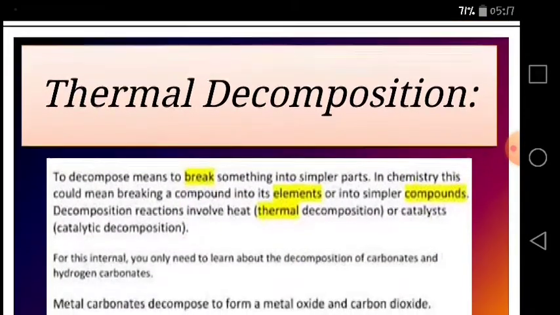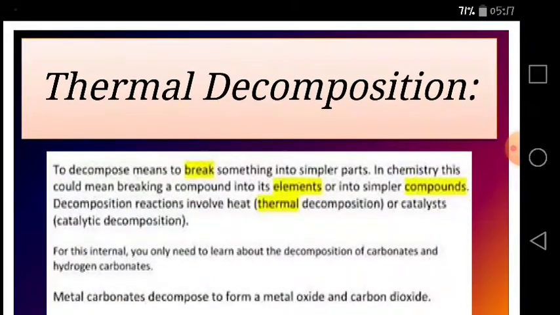First of all, we have to understand what is thermal decomposition. To decompose means to break something into simpler parts. In chemistry, this could mean breaking a compound into its elements or into simpler compounds. Decomposition reactions involve heat, called thermal decomposition, or catalysts, called catalytic decomposition.